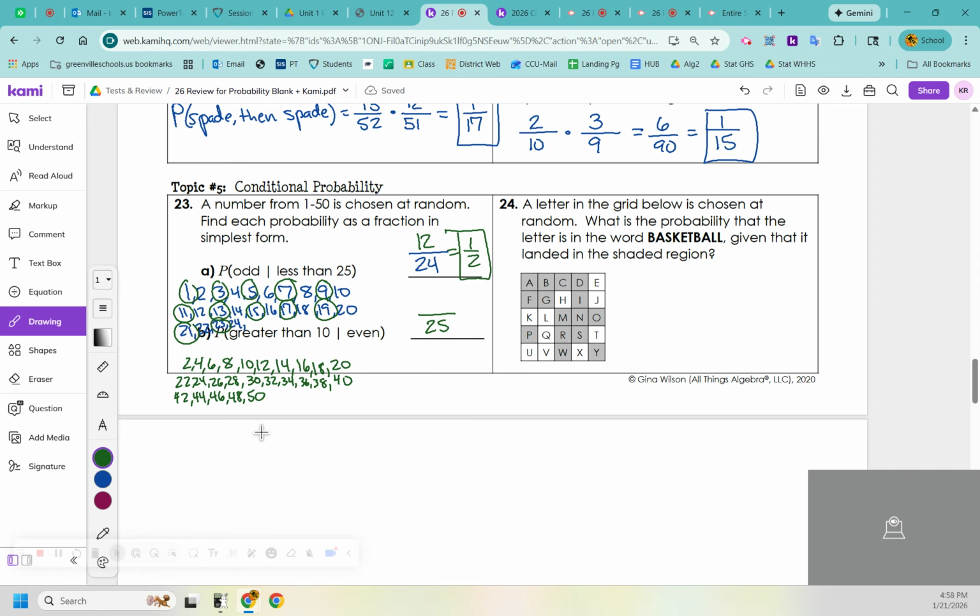There's 25 of them. How many of them are greater than 10? So not those. So we're taking away 1, 2, 3, 4, 5 of them. So that leaves 20 left. Or you can count them. So that's 4 over 5. Okay.